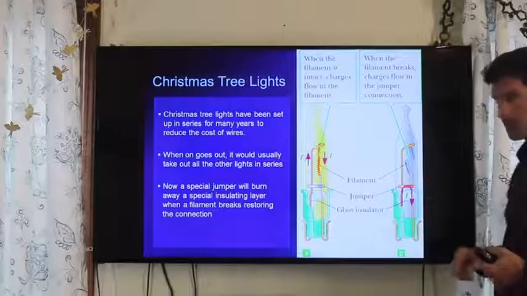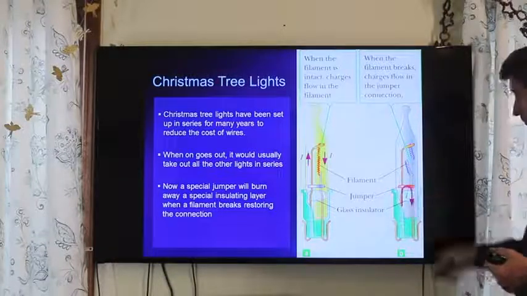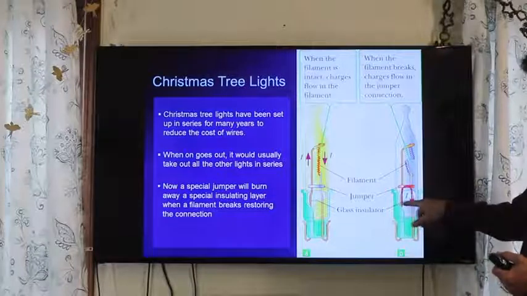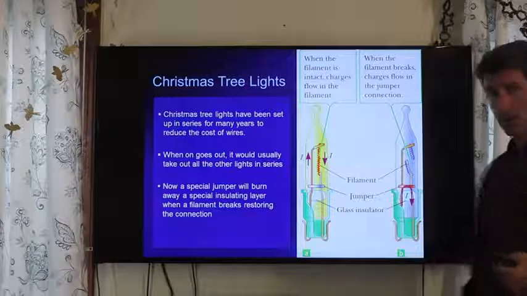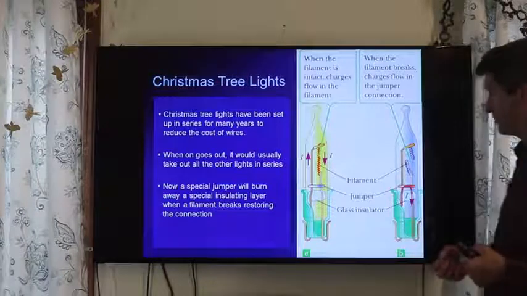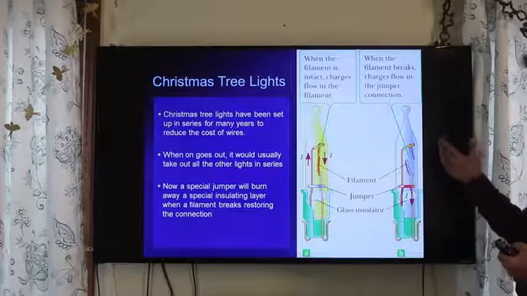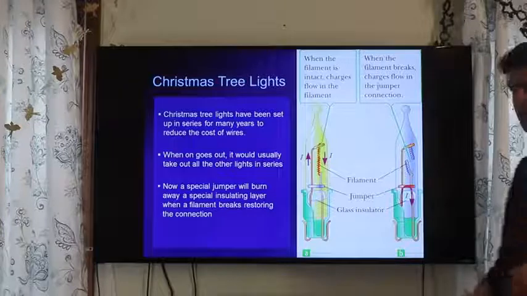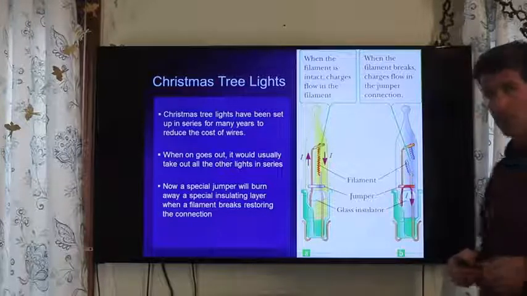Now, to fix this problem, they actually created these jumpers where the open circuit here would create a high resistance and force the current through this jumper, which would then fuse to the two electrodes right here, or the two conductors that were originally attached to the tungsten. That would short circuit this and allow the current to proceed even though that particular light bulb was no longer working.